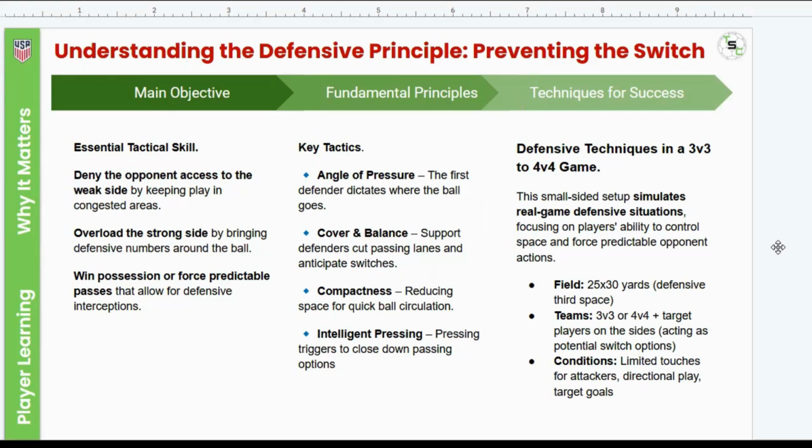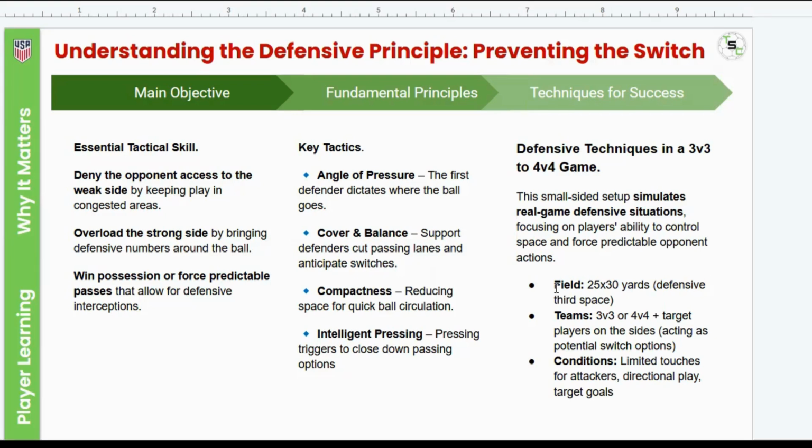We're going to try to have some coaching moments, coaching scenarios, and stop-and-freeze demos in a 3v3 to 4v4 game. You can also start at a 2v2 depending on what kind of numbers you have. The whole idea is to simulate the real game, tactical game scenarios or defensive situations.